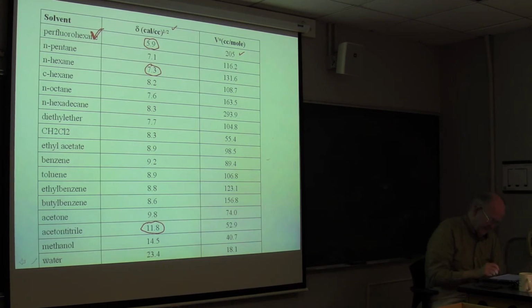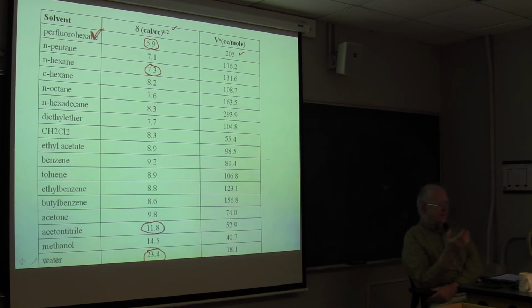And then something like water with the super high value, and I don't know if anything is actually higher than water, 23. That's got an awful lot of hydrogen bonding contribution to its cohesive energy density. This also happens to be a fairly small molecule. So this spans a very, very wide range in liquids and a very wide range in solubility parameters.